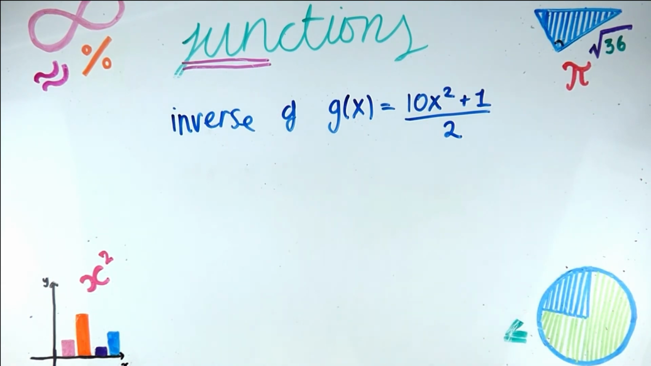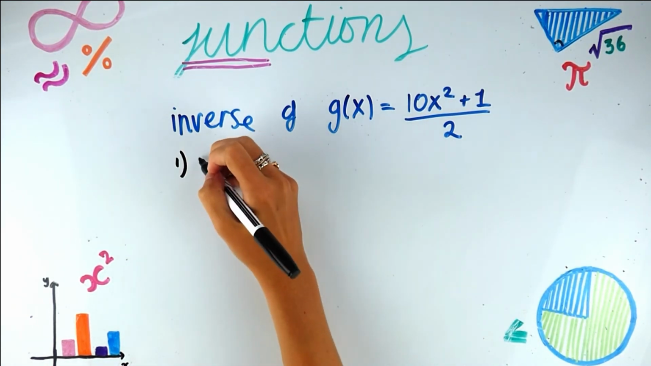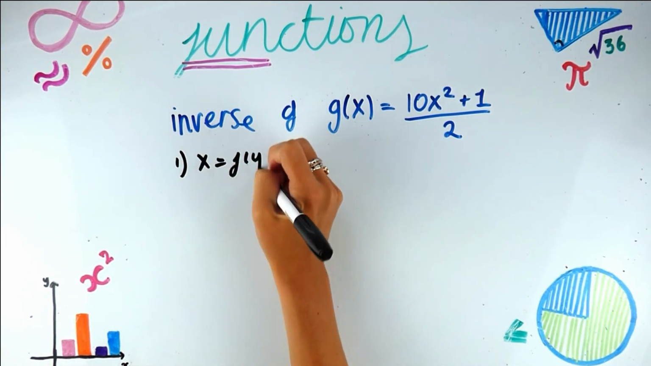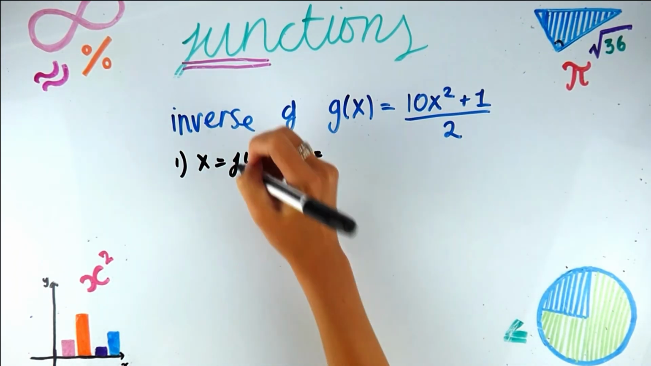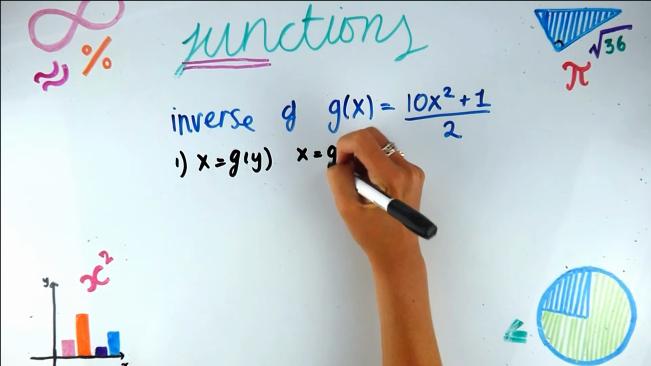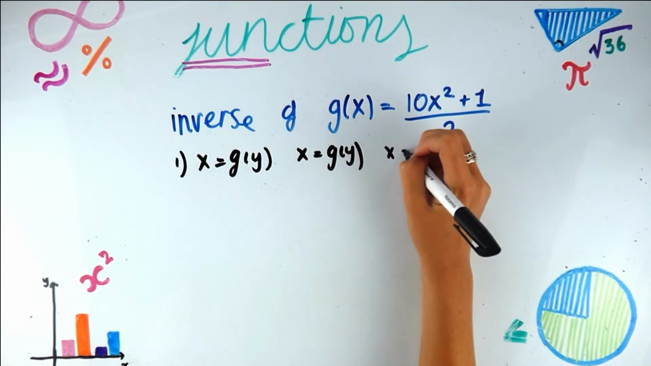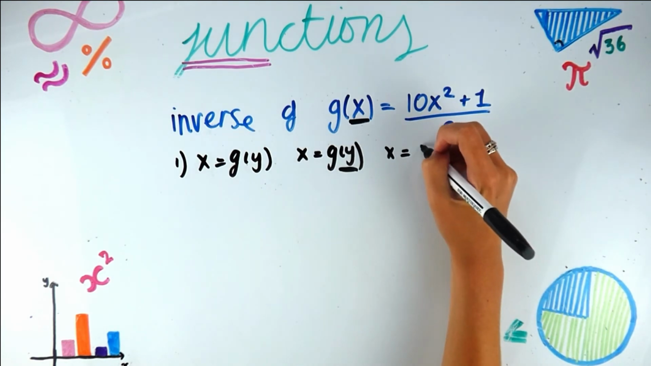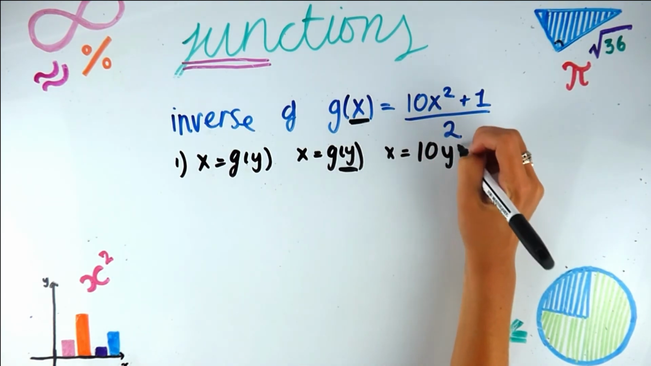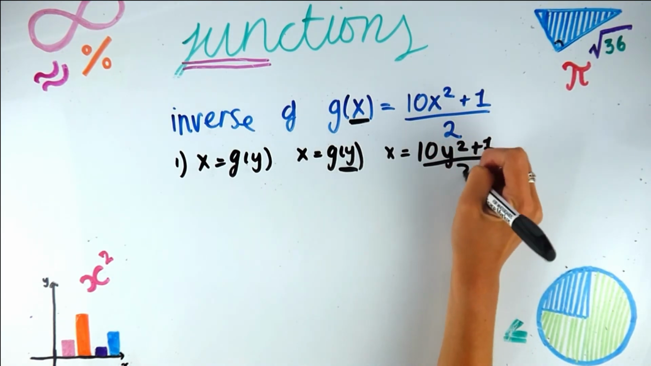So I want the inverse of g of x, which equals 10x squared plus 1 all divided by 2. So the step 1 was do x equals f of y. So let's do that. So we can go x equals, I'm going to change that to a g in this case, g of y. So x equals, and every time we see an x, we're going to put a y, 10y squared plus 1 over 2.